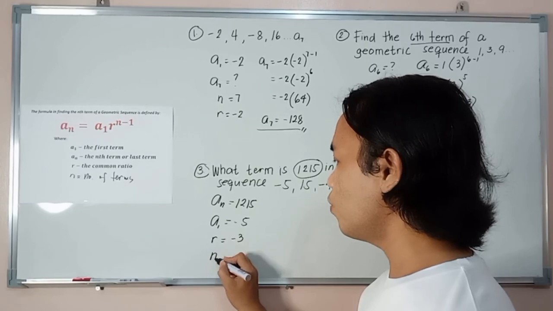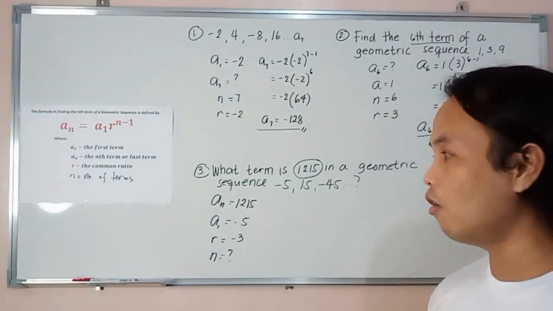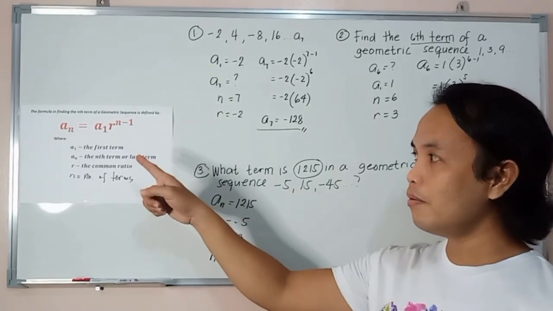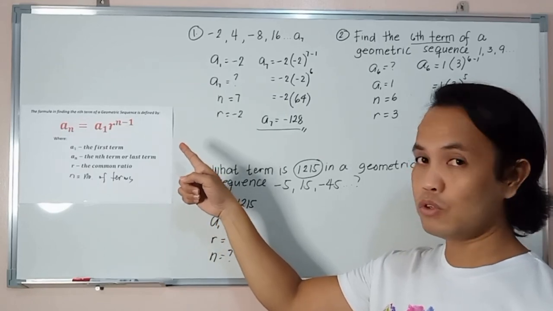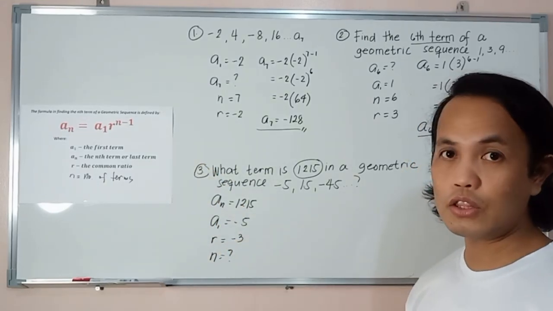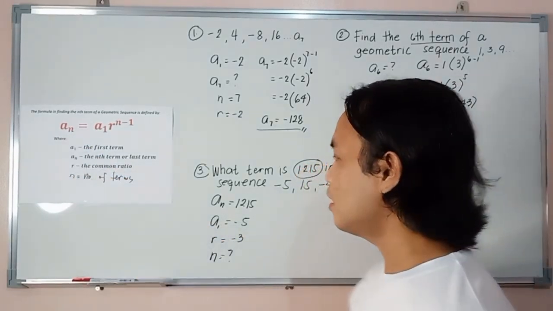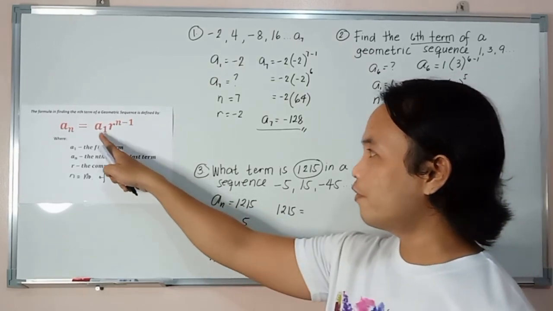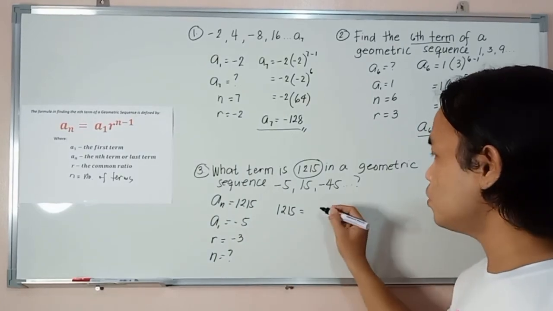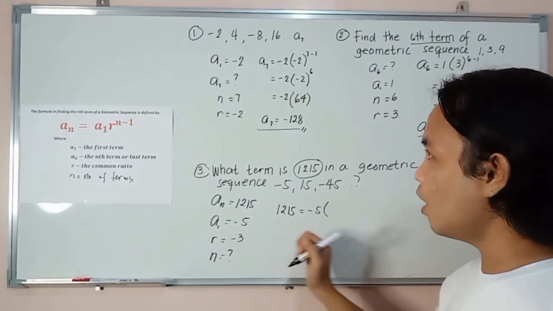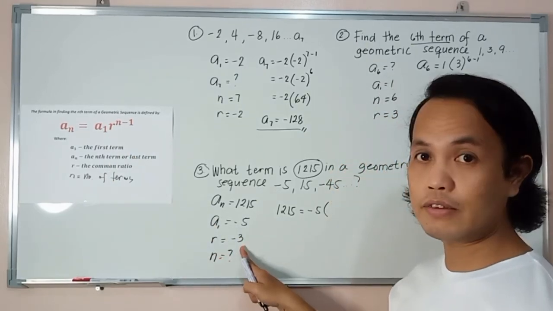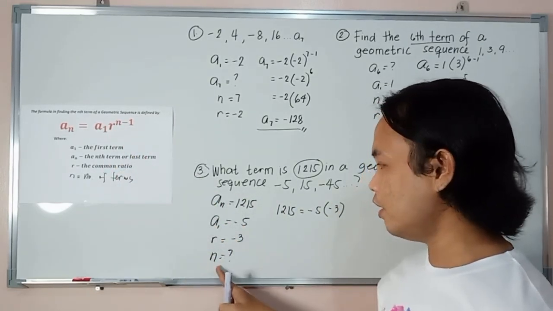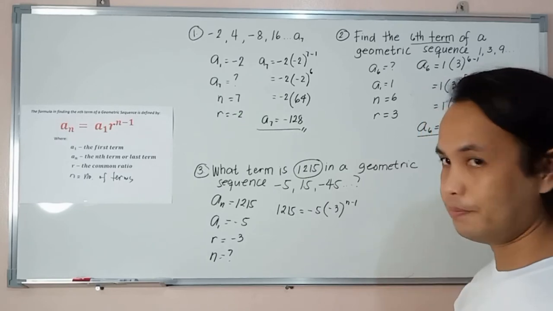And, of course, our unknown is our n, the location of 1,215. So, using the formula, that is a sub n equals a sub 1 times r raised to n minus 1. Since we have the last term, which is 1,215, we will change a sub n. That will become 1,215 equals our first term. In this case, our first term is negative 5, so we write negative 5. Then, our r, the common ratio, is negative 3, so we write negative 3. Since we are going to solve for n, which is unknown, we write n minus 1.